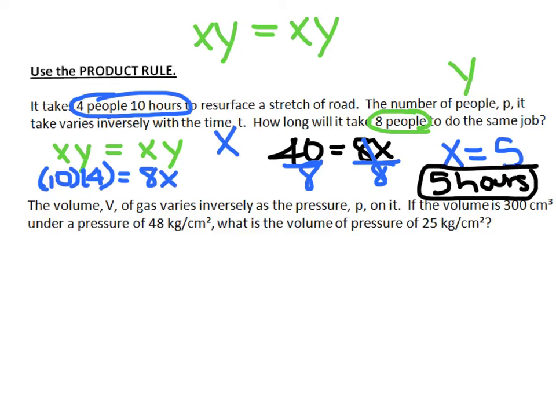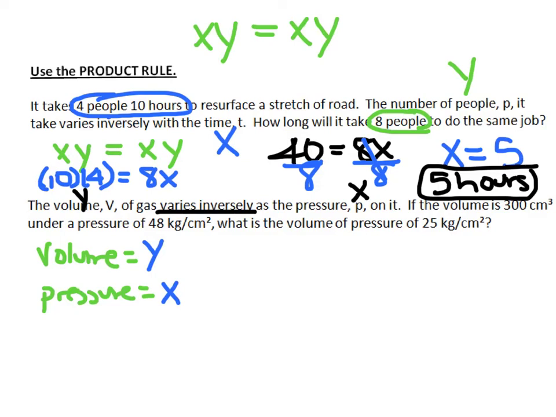Next problem. The volume V of a gas varies inversely as the pressure P on it. If the volume is 300 centimeters cubed under a pressure of 48 kilograms over centimeter squared, what is the volume at a pressure of 25 kilograms over centimeter squared? Alright, so again, let's break this down. Volume and pressure are the 2 things that we have. Volume is going to be representative of our y value. Pressure is going to represent our x. The reason why it's like that is because it's always that your y varies inversely with your x. Okay? Pretty simple.